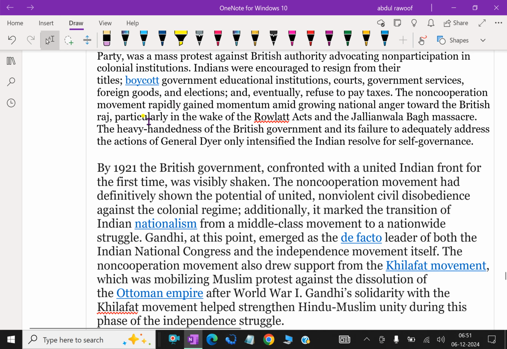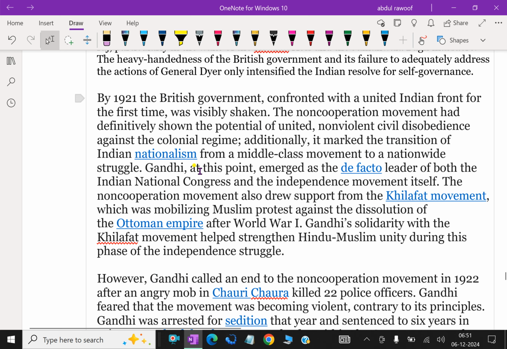The non-cooperation movement rapidly gained momentum amid growing national anger towards the British Raj, particularly in the wake of the Rowlatt Act and the Jallianwala Bagh massacre. The heavy-handedness of the British government and its failure to adequately address the actions of General Dyer only intensified the Indian resolve for self-governance.